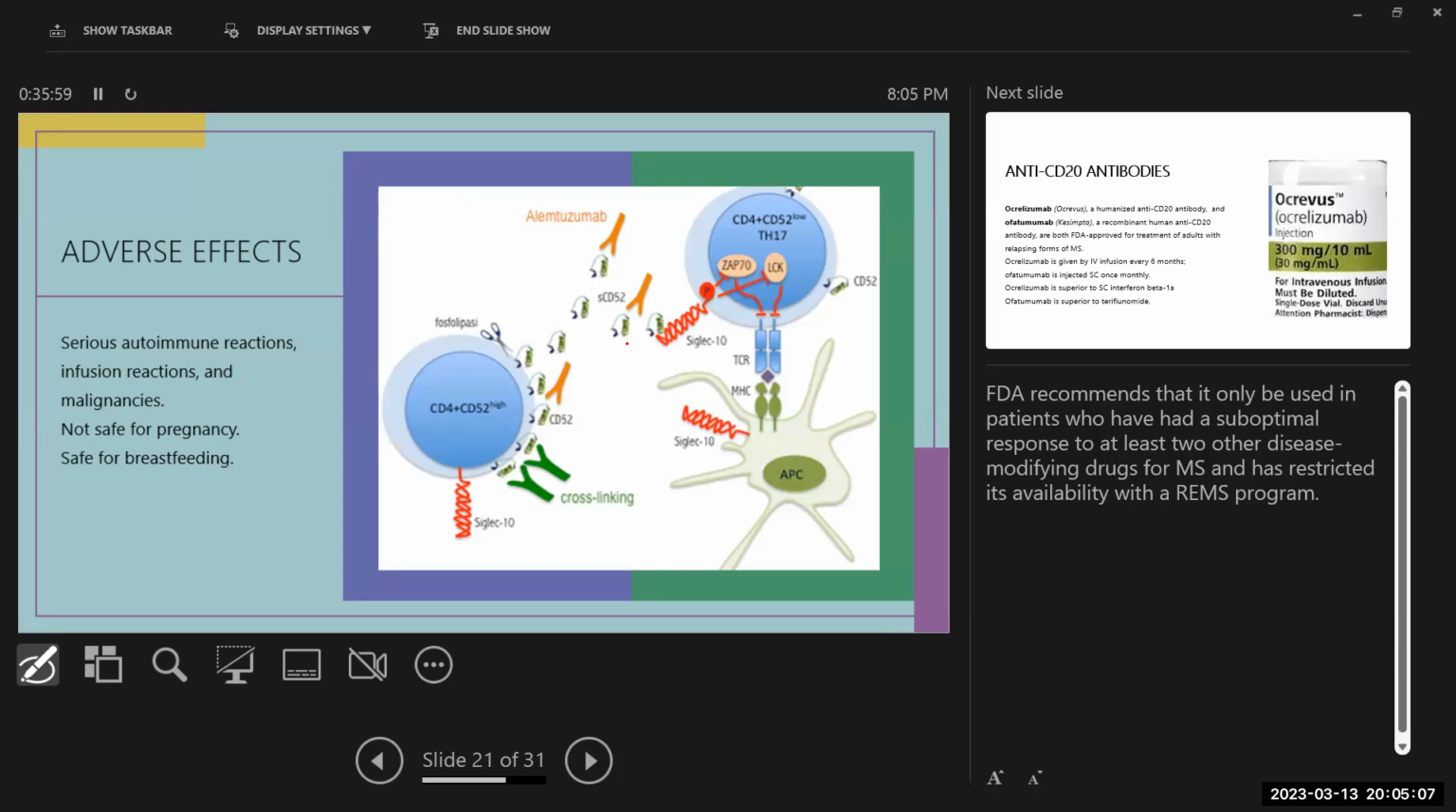It can also cause serious autoimmune reactions, and it increases the risk of malignancies. So FDA recommends that alemtuzumab only be given to those who've had suboptimal responses with at least 2 other agents.